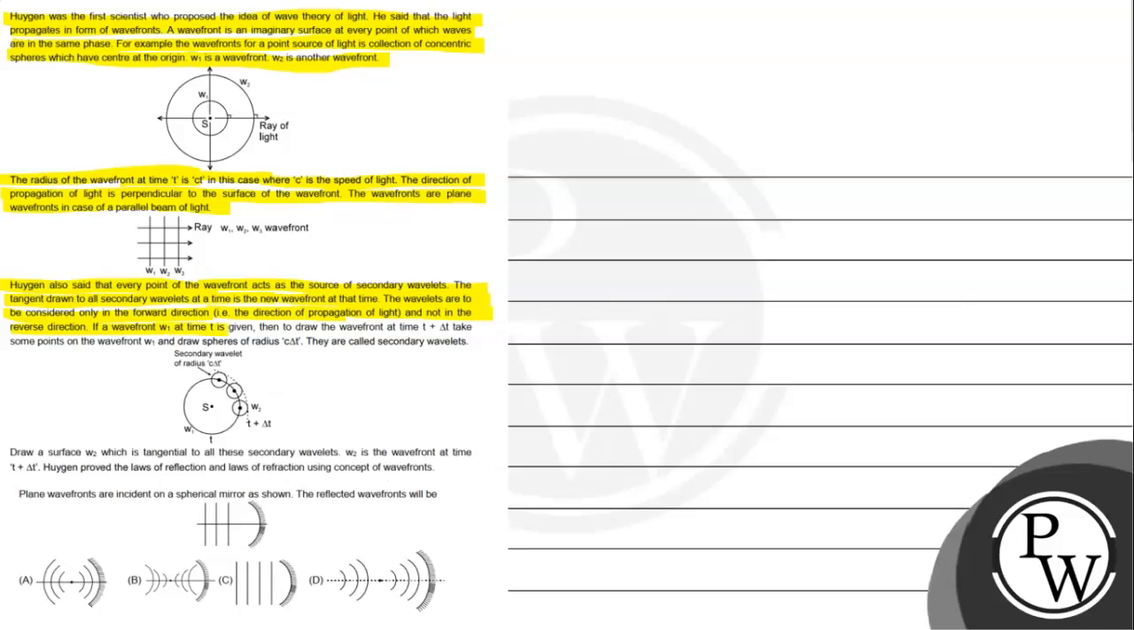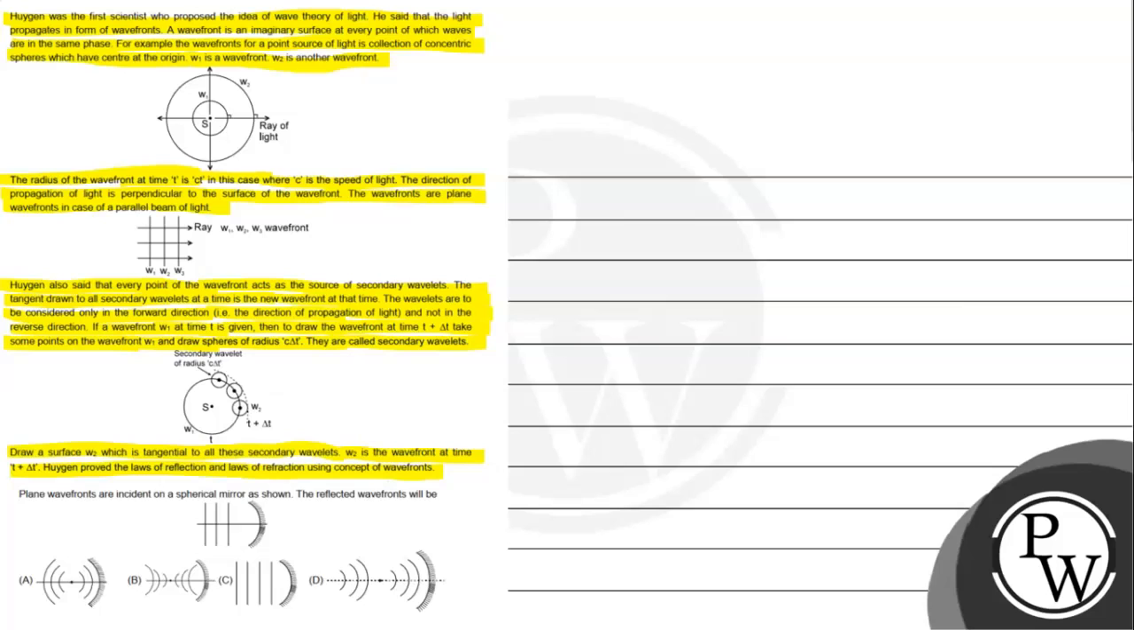If a wavefront W1 at time t is given, then to draw the wavefront at time t plus delta t, take some points on the wavefront W1 and draw spheres of radius c delta t. They are called secondary wavelets. Draw a surface which is tangent to all these secondary wavelets. W2 is the wavefront at time t plus delta t. Huygens proved the law of reflection and law of refraction using the concept of wavefront.